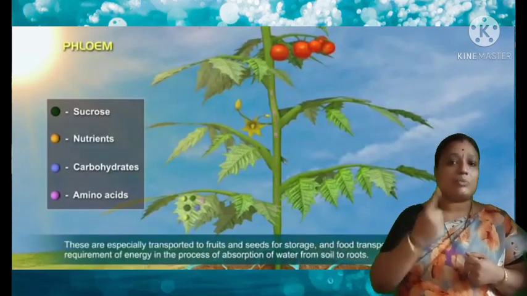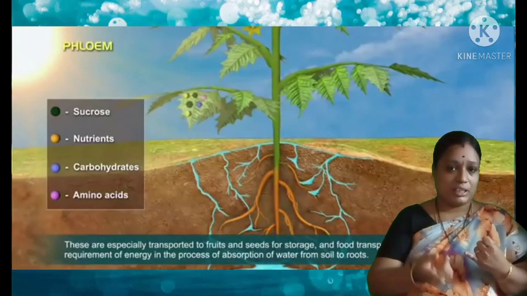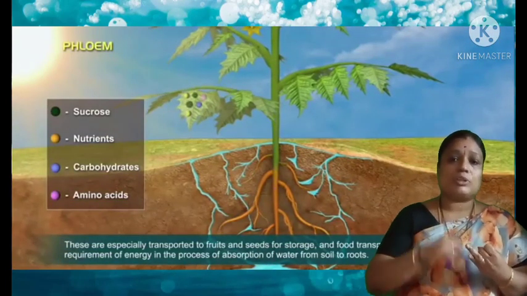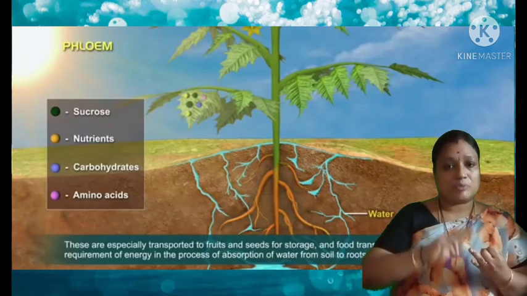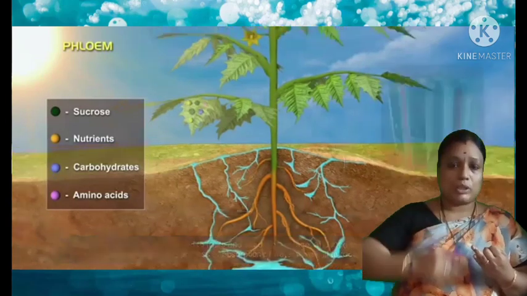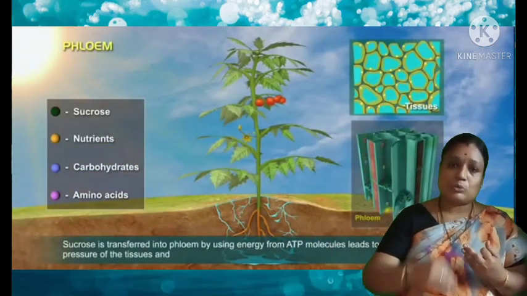So children, we have seen two types of vascular tissue. One is xylem and one is phloem, isn't it? Xylem transports water and minerals, and phloem transports the food prepared by the leaves. That is, phloem transports the food from the leaf to the root, and xylem transports water and minerals from the root to the leaves.